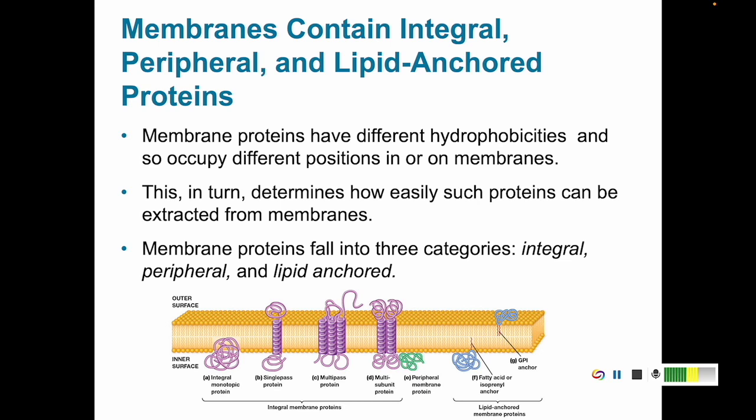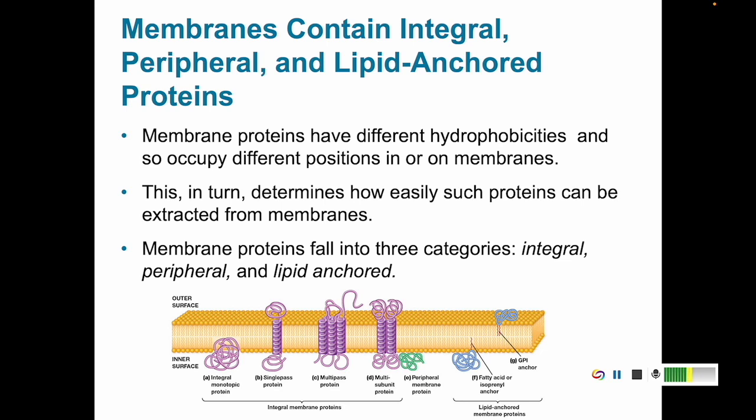When we've studied it, we can find different types of proteins here. There are membrane proteins that have different types of hydrophobicities, and because of that, they're going to have different positions in the membrane or on the side of the membrane. And the way that they are intercalated into that membrane is going to have different impacts on how easily they can be extracted from the membrane. And we end up with three general categories for membrane proteins.